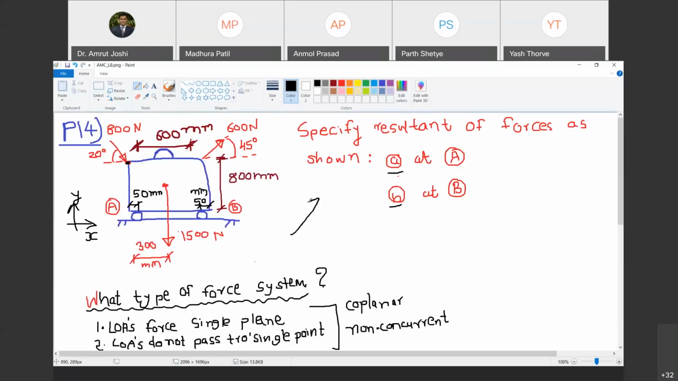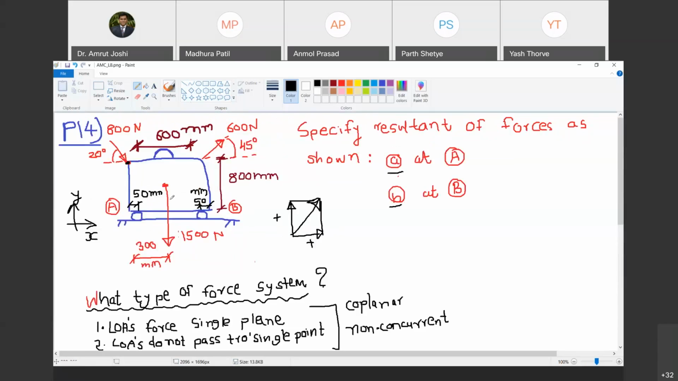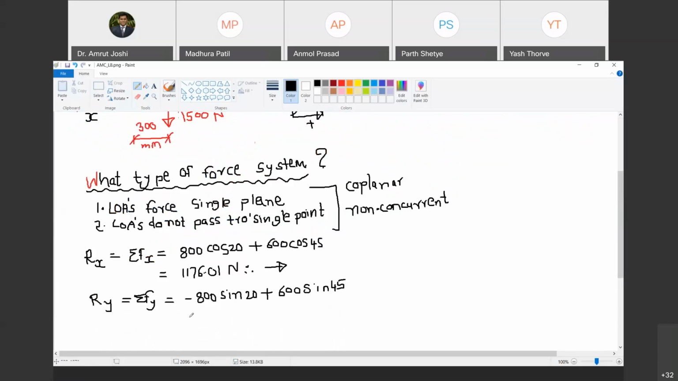So if I were to resolve this force into its two components, I have to complete the parallelogram this way. Yes, sir. So it is going to be this way and this way. Are you with me? Therefore, positive, these two components. So therefore 600 sine 45. That's correct. And now what about 1500? Is it positive or negative? Negative. So minus 1500.